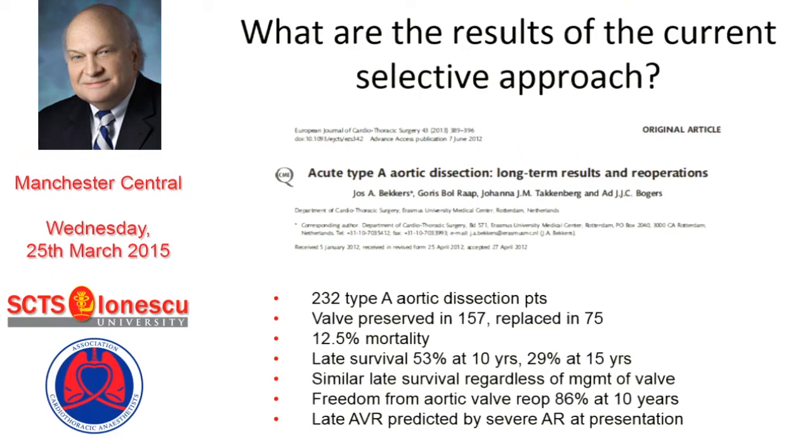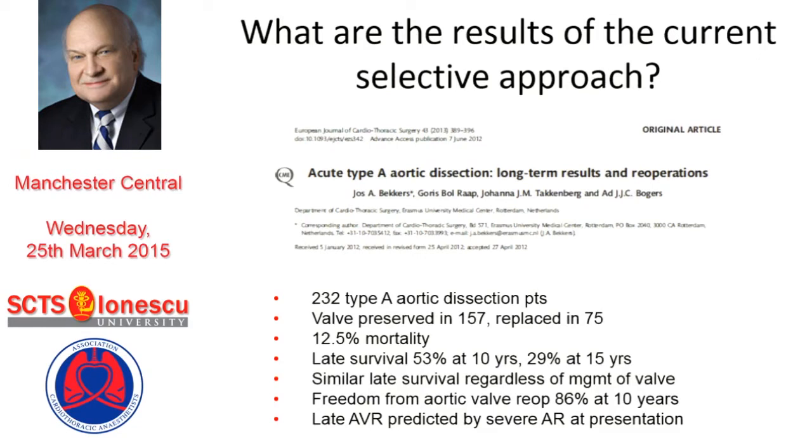Remarkably, regardless of how they managed the root or the valve, the late survival was about the same. So at least if one practices good judgment in deciding whose root to replace, the results at 15 years were about the same. And freedom from reintervention on the aortic root was 86% at 10 years. Now that's very good. There are very few heart operations that we do that work very well, and 86% of people out to 10 years.